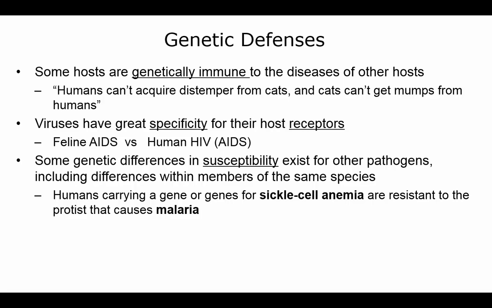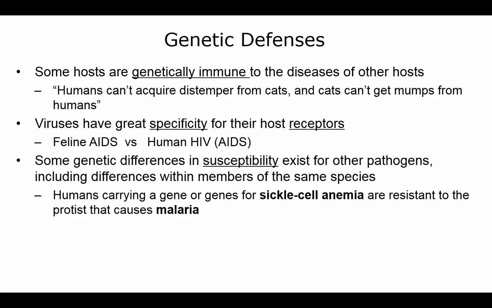But then remember, a third subdivision of the first line of defense was genetic defenses. We know that some hosts are genetically immune to diseases. Remember we talked about the fact that some microbes are host specific. They mentioned that humans cannot acquire distemper from cats. It's specific to cats, and humans are genetically immune to it. In the same way, cats can't get mumps from humans, because mumps is specific to humans and therefore is not transmitted to cats. They are genetically immune to it.